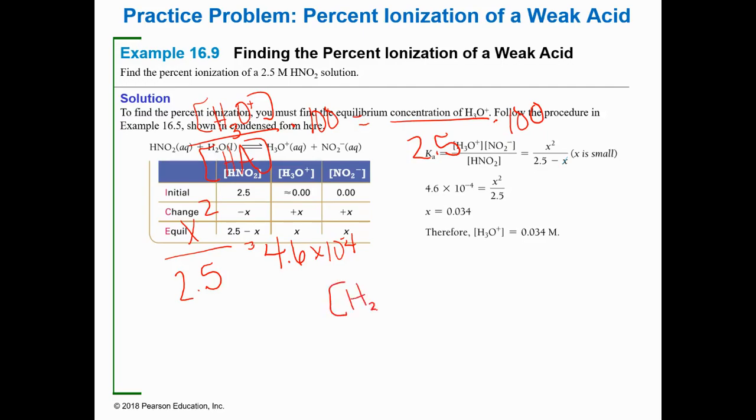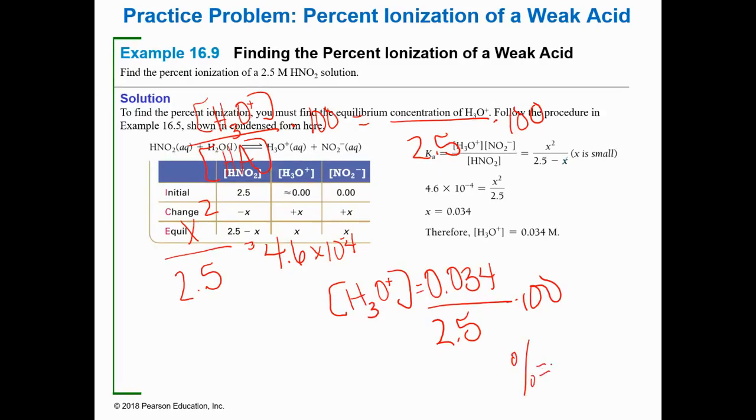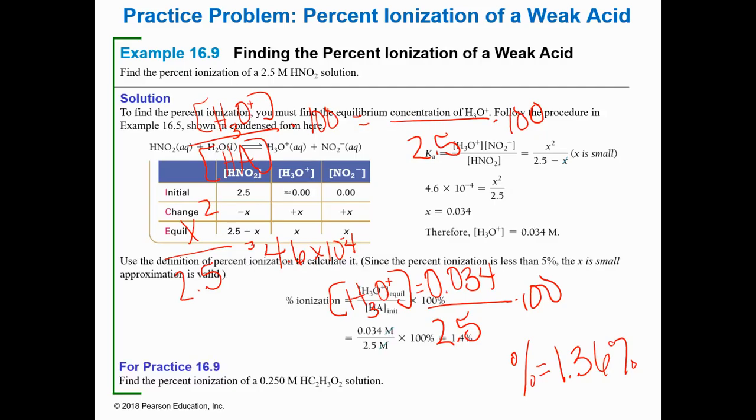So H3O+ is 0.034, divided by that 2.5, times 100. So this percent ionization is 1.36%. That's how much it breaks apart. Very, very small. I can't see that right now. It looks like 0.25 of acetic acid, but my little recording screen is right over that. So if you need help, let me know.